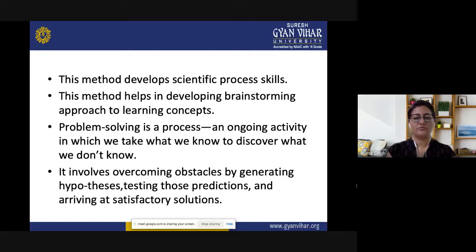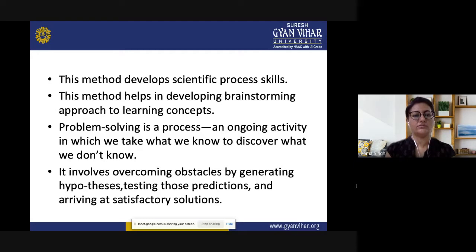So it is a kind of brainstorming, so that a student is forced to find out various solutions, forced to go through various resources. It is an ongoing activity because it is a process in which we take what we know to discover what we don't know. So there will be a few things which a student will be knowing, and a few things which he or she has to find out, to discover on their own. This is how they will try to find out the solution to any problem.